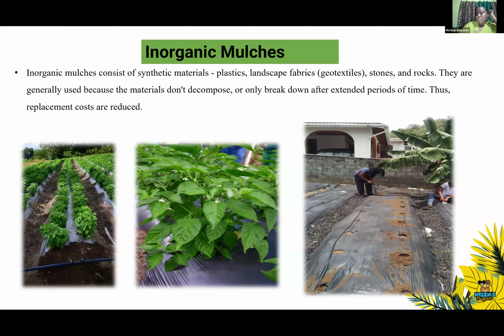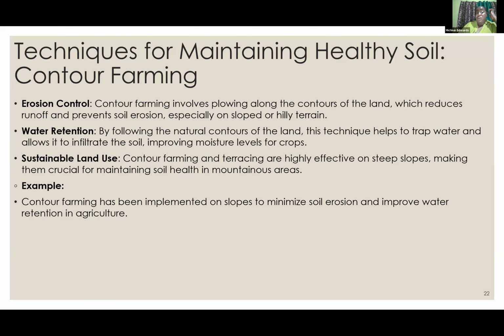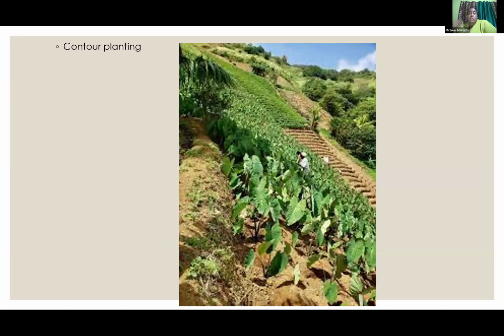Some other techniques for maintaining healthy soil to prevent things like soil erosion, or even for water retention, or sustainable use of the land. So we have contour farming, which is when you have a sloping land and you're farming alongside and not downward. So you're farming across, right? These are when you go and you see things like your sweet potato region forest system. That is some example of contour farming, right? And that's an example there. You would see it also with dasheen production, sweet potato production, and so on.